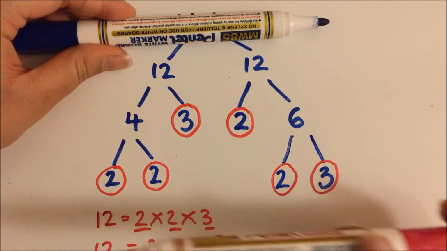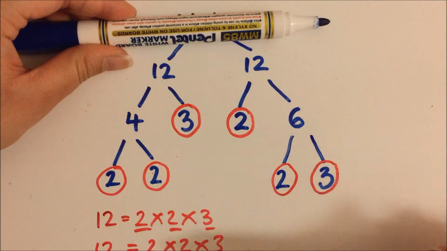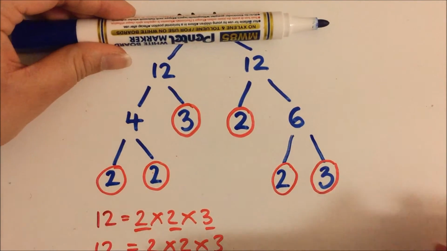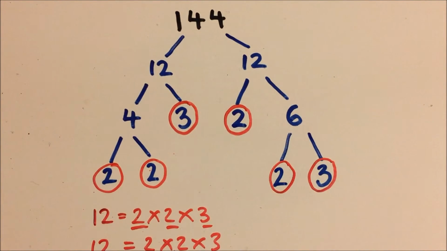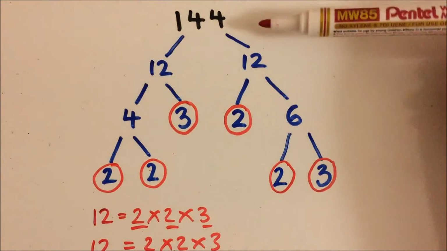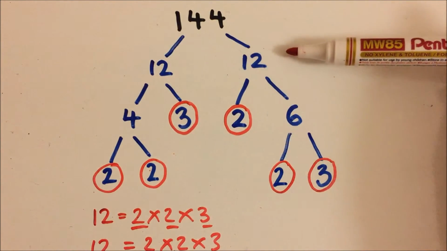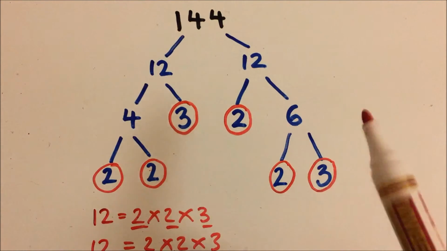So it doesn't matter as long as the final answer is a product of primes, because in fact you are trying to do prime factorization, which means writing the number as product of its primes. So in a similar way, 144 can be written as either 12 times 12 or 2 times 72, but in the end you should get the same combination of prime numbers.